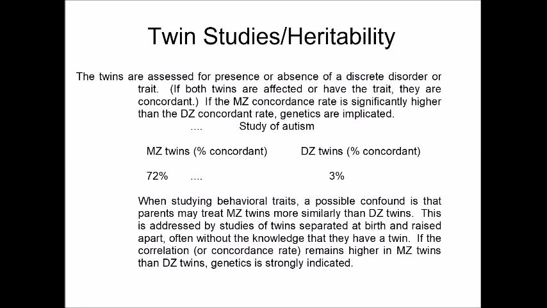Now we can also do this with a categorical measure. So we assess the twins for the presence or absence of autism. You can see in the MZ twins, if one twin has autism, then there's a 72% chance that the other will have autism. Whereas with the DZ twins, if one has autism, there's only a 3% chance that the co-twin will have autism. So that again clearly implicates genetics in autism.